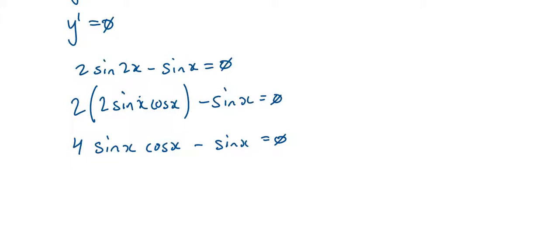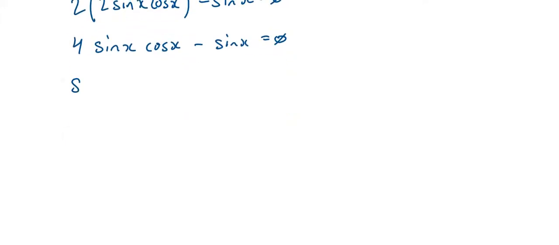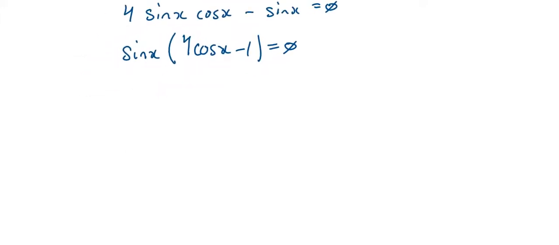Never move the sine to the other side and set them equal to each other. That is not how we solve this stuff. Nicely done. We can factor out a sine x. So this is that common factoring type, sine x times 4 cos x minus 1. Therefore, sine x equals 0 or 4 cos x minus 1 equals 0.